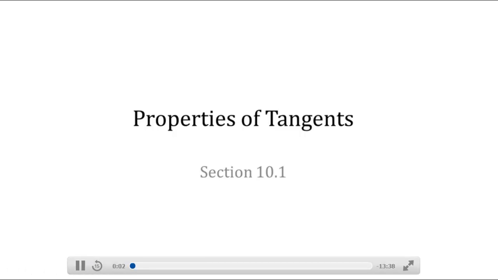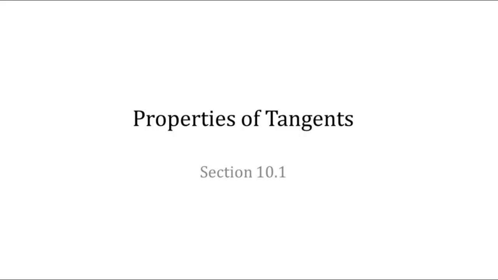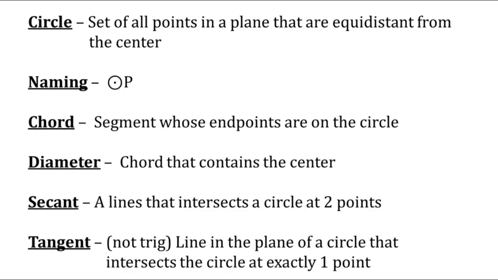Alright, so tonight we're going to be talking about circles, more specifically about the tangents of circles. So first, let's get some definitions out of the way. A circle is a set of all points in a plane that are equidistant from the center. And we name it by drawing a circle with a dot in the center and then naming it by the letter of its center. So in this case, circle P.